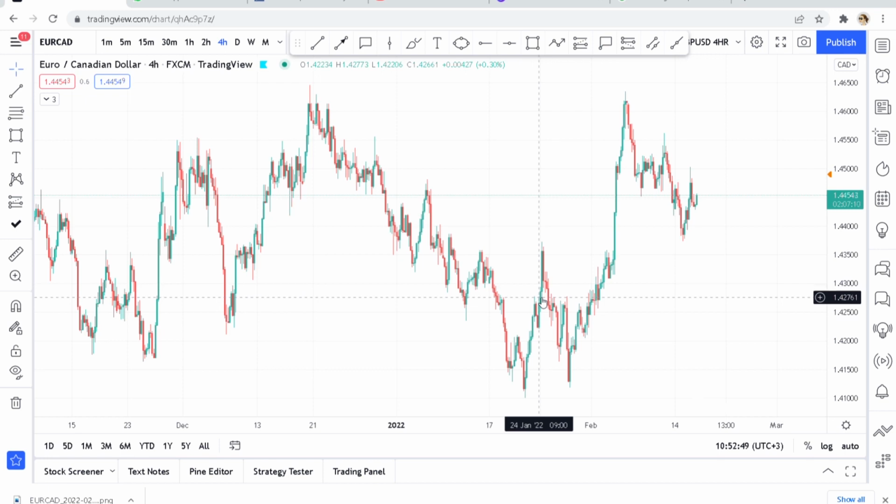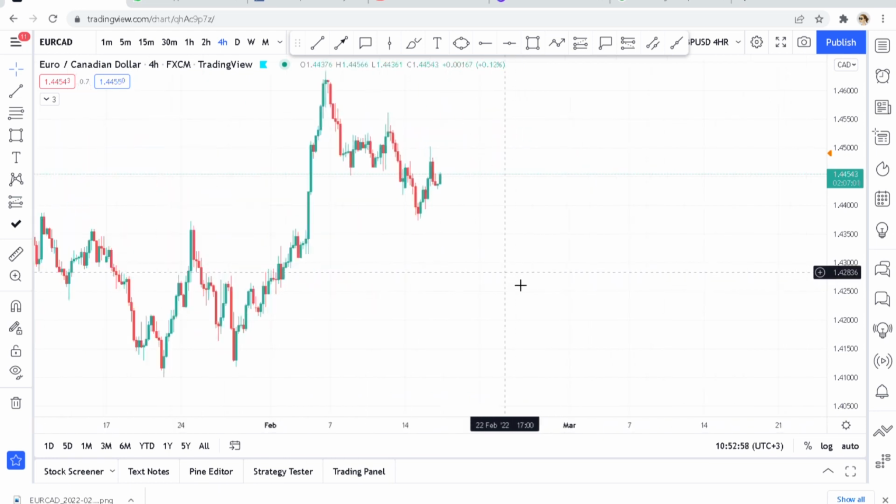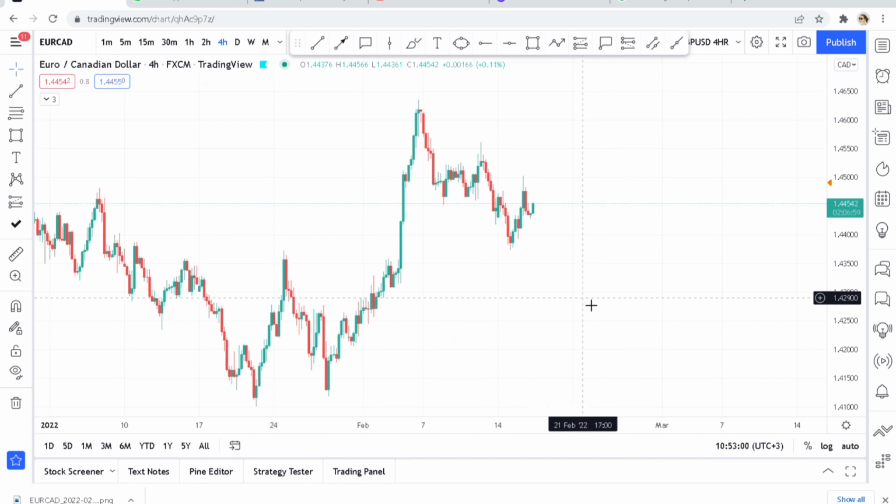For this case, I will show you with Euro card. This is our Euro card. It's 4 hours. I like spotting my patterns in 4 hours. Why? Because they are very, very stable. And once they are broken, the trend will move to whichever direction the price has broken to. So it doesn't have many fake outs like a small time frame.